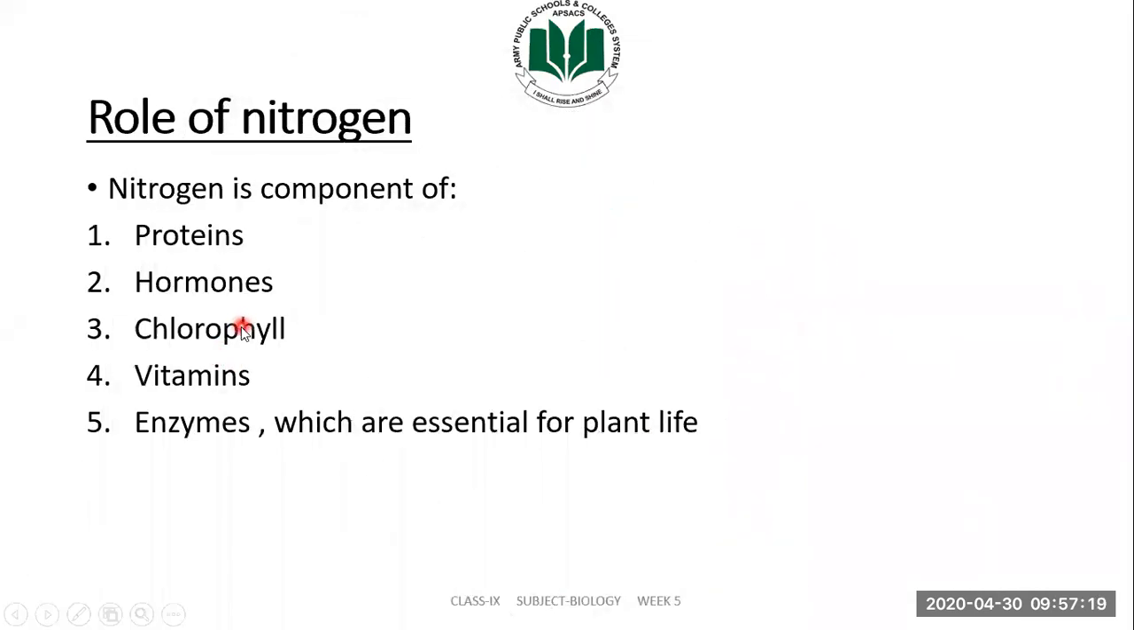Now, coming towards today's lesson, we have to learn what the exact role of nitrogen is in the plant's body and plant growth. Nitrogen is a component of proteins, as we already know. It is a component of different hormones which help the plants to grow, like abscisic acid, cytokinin, etc. The structural component of chlorophyll includes 4 nitrogen atoms. This shows the importance of nitrogen in the plant's body. Some important vitamins used by plants include nitrogen in them, as do different enzymes which are essential for plant life.